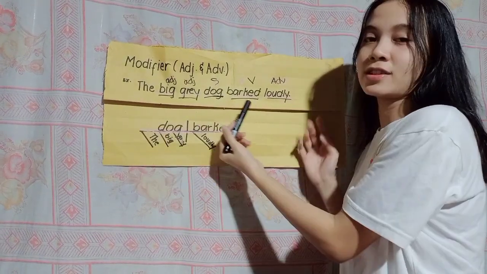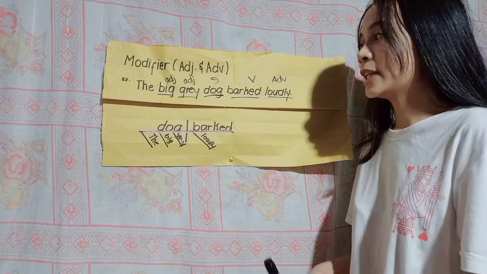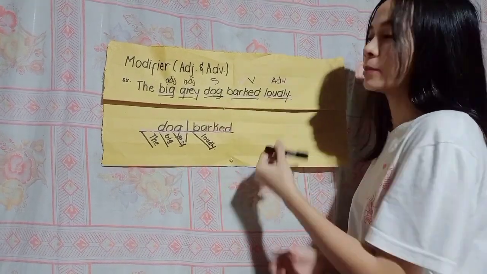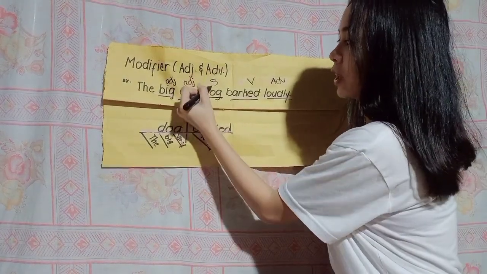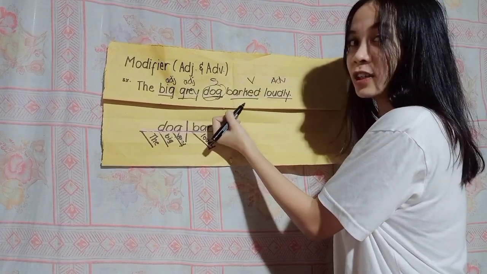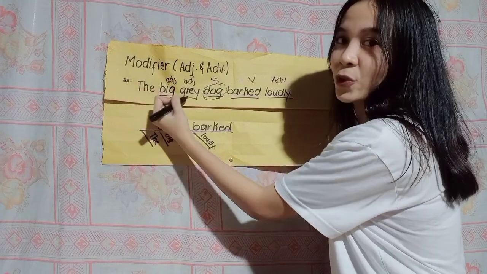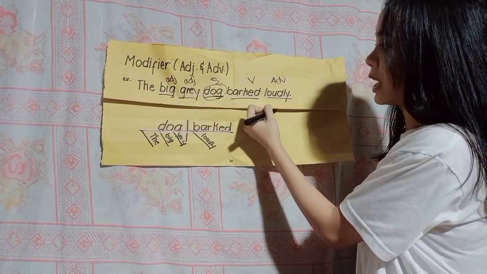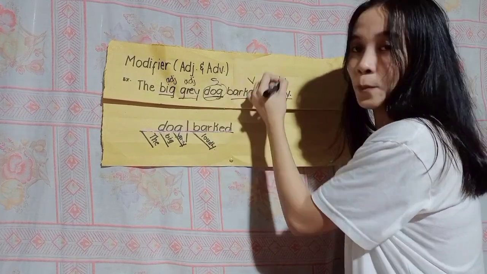So here's our example of the modifying sentence. The big gray dog barked loudly. Our subject here was the dog, which barked loudly. So the big and gray here describe the dog, and loudly describes how the dog barked.